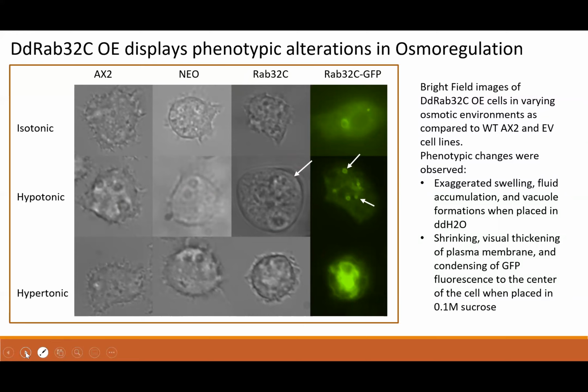Next, we put it in sucrose, so 0.1 molar sucrose water to create hypertonic stress conditions. And then we observe the cells under a microscope, so you can look at bright field, and you do see this thickened plasma membrane form, and it does shrink. And then you see this kind of tightening of the GFP tagged Rab32C towards the middle of the cell.